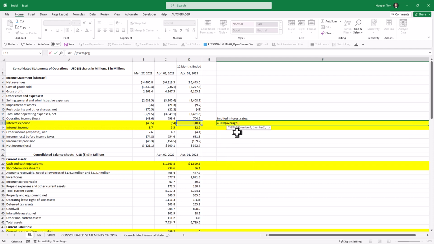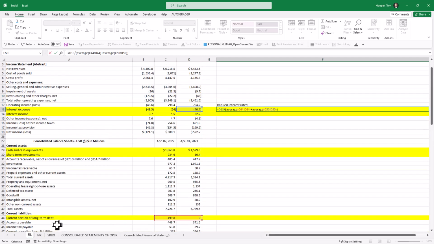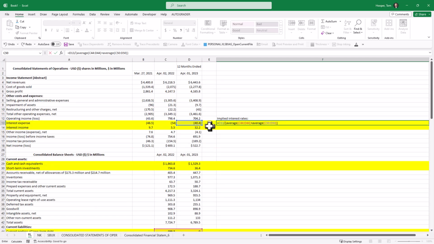Take the average of, come down here to the current liabilities, and I see long-term debt, current portion of long-term debt. That sounds like something that might incur some interest. So I'll take that and close that parentheses and add in the average of the long-term debt. That also sounds like something that would incur interest. As I look through the rest of these liabilities, I don't see any other line items that sound to me like something that would incur interest that's reported up here on row 13. So I think that's going to give me the implied interest rate.